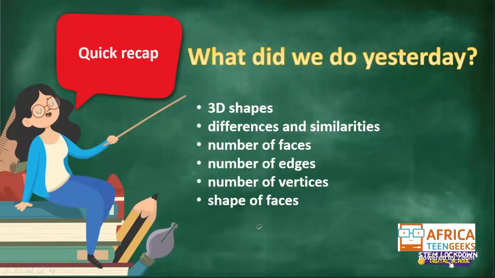Right, so what did we do yesterday? Firstly, we looked at 3D shapes. We looked at the differences and similarities. We looked at the number of faces, the number of edges, the number of vertices. Oh, I see I have faces twice there. But it's very important to know how many faces your 3D shapes have, because as we go into the next section of this topic, you will see if we're looking at the nets and whatever, you need to know how many faces and what the shapes of the faces are.